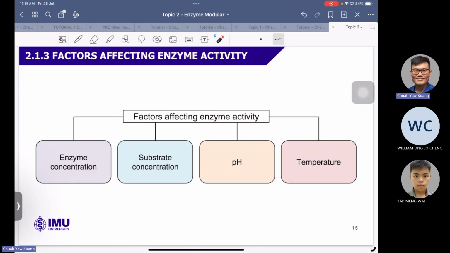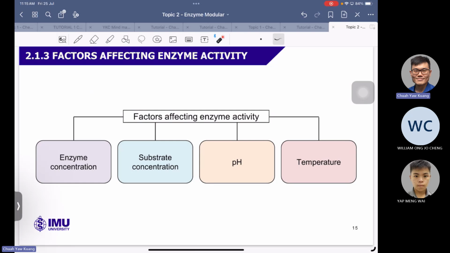Right, then next we will look at part 3, subtopic number 3, which is the 4 factors. That is the major part that we will look at. Then another major part is the inhibitor, and the graph.